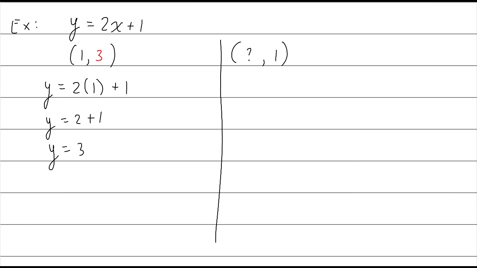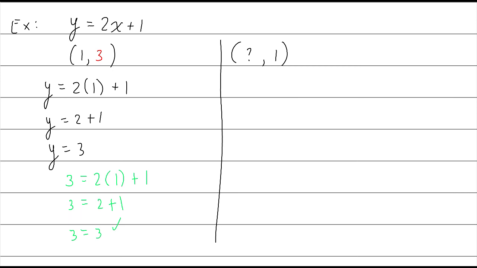So y equals 2x plus 1. 3 equals 2 times 1 plus 1. Does that work? Well, 2 times 1 is 2. 2 plus 1 is 3. Oh, look at that. It works, right? So there we go. We found the point that works with that equation where x is 1. Let's do the same thing for the y value. So this time we're going to say y is 1.